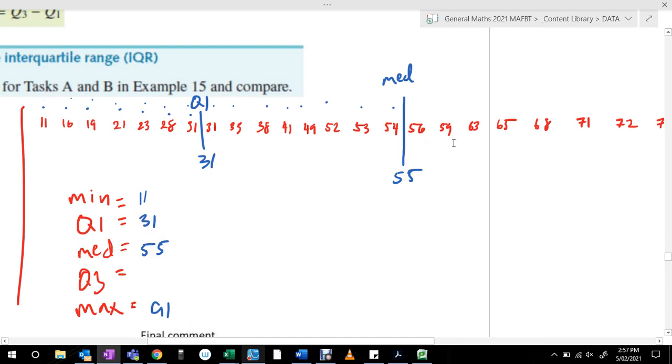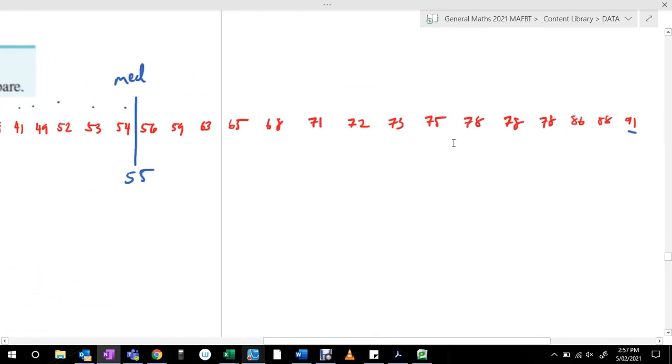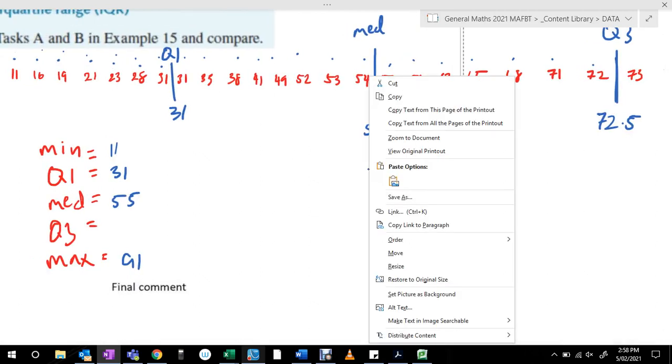And then what's Q3 going to be? Middle of the upper half. So if you're looking for the 7.5th number, 1, 2, 3, 4, 5, 6, 7. Right here is Q3. So 72.5, so 72 and 73. If you don't know how to calculate the middle number, just add them together, divide by 2. So the Q3 there is 72.5.